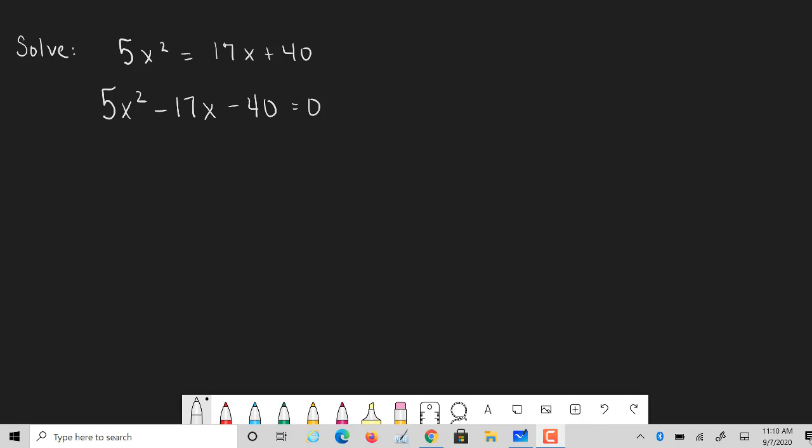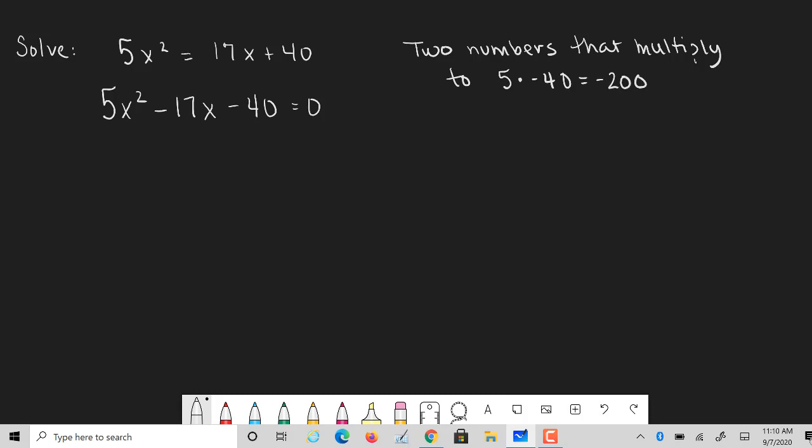When you're factoring, you need two numbers which are going to multiply, in this case, to give negative 200 and add to give that middle term. Okay, so you can do the method here where you start off with negative 200.